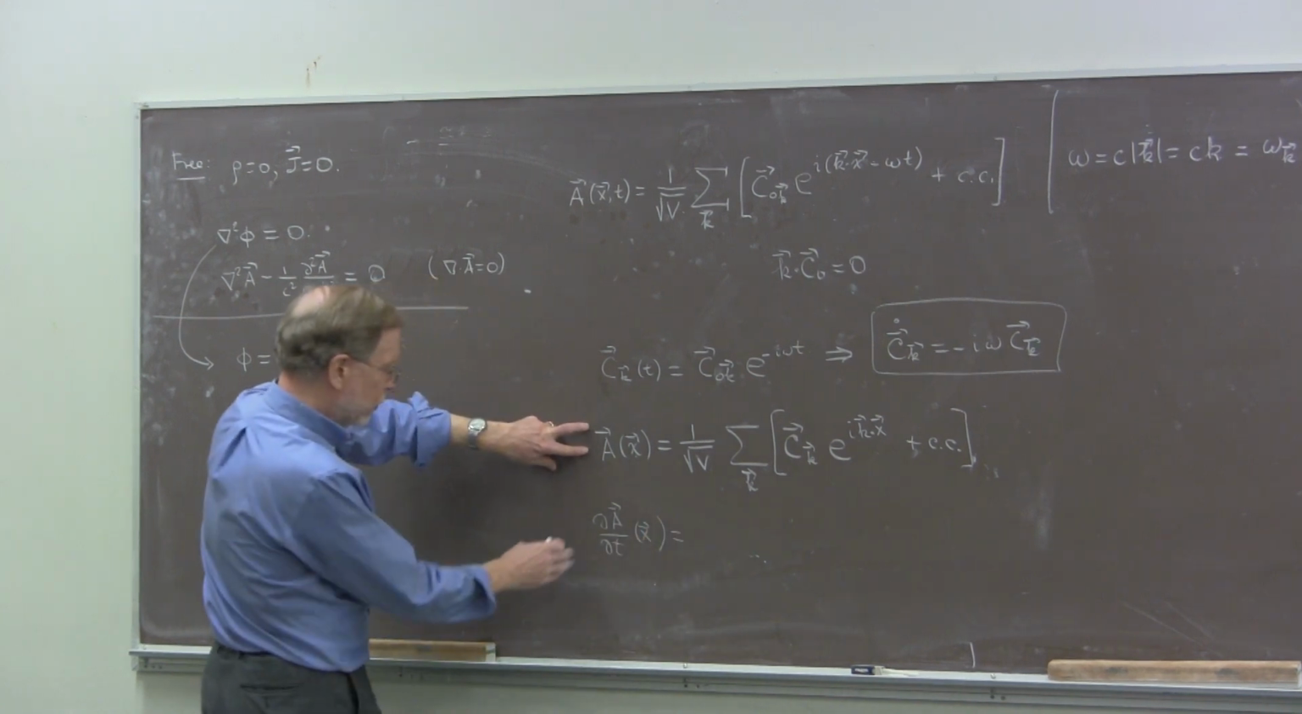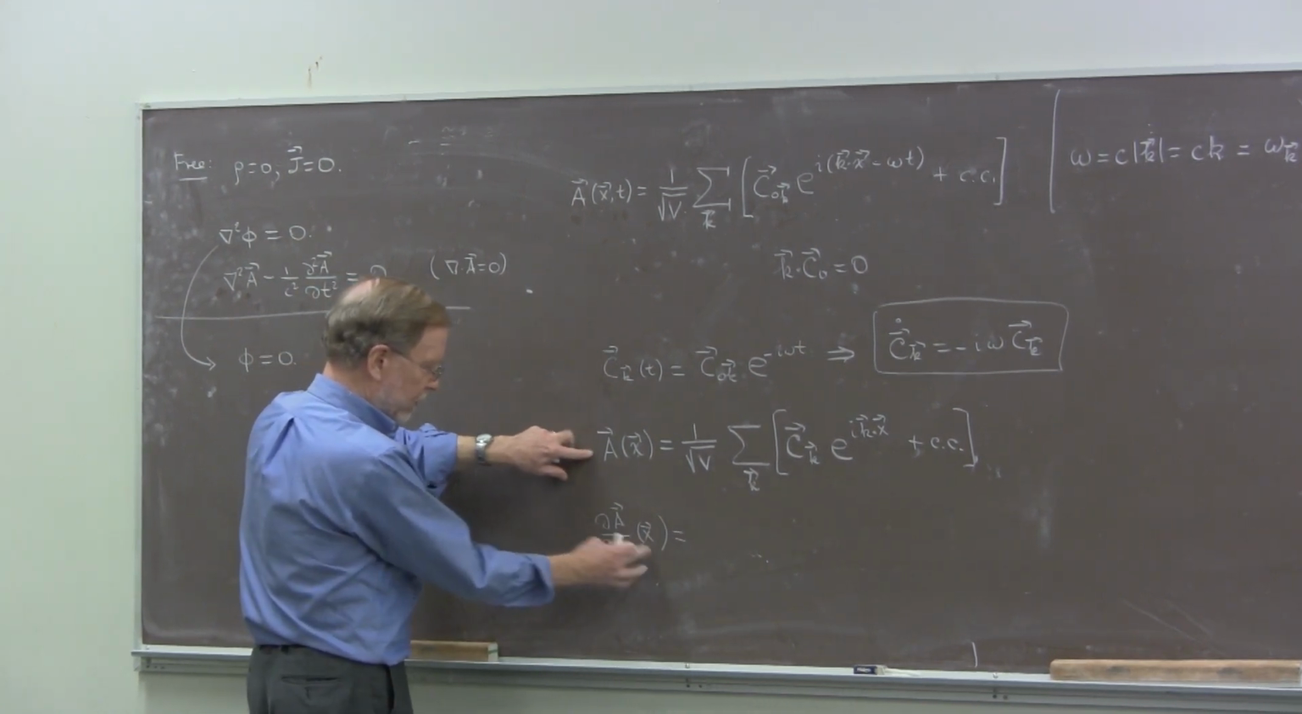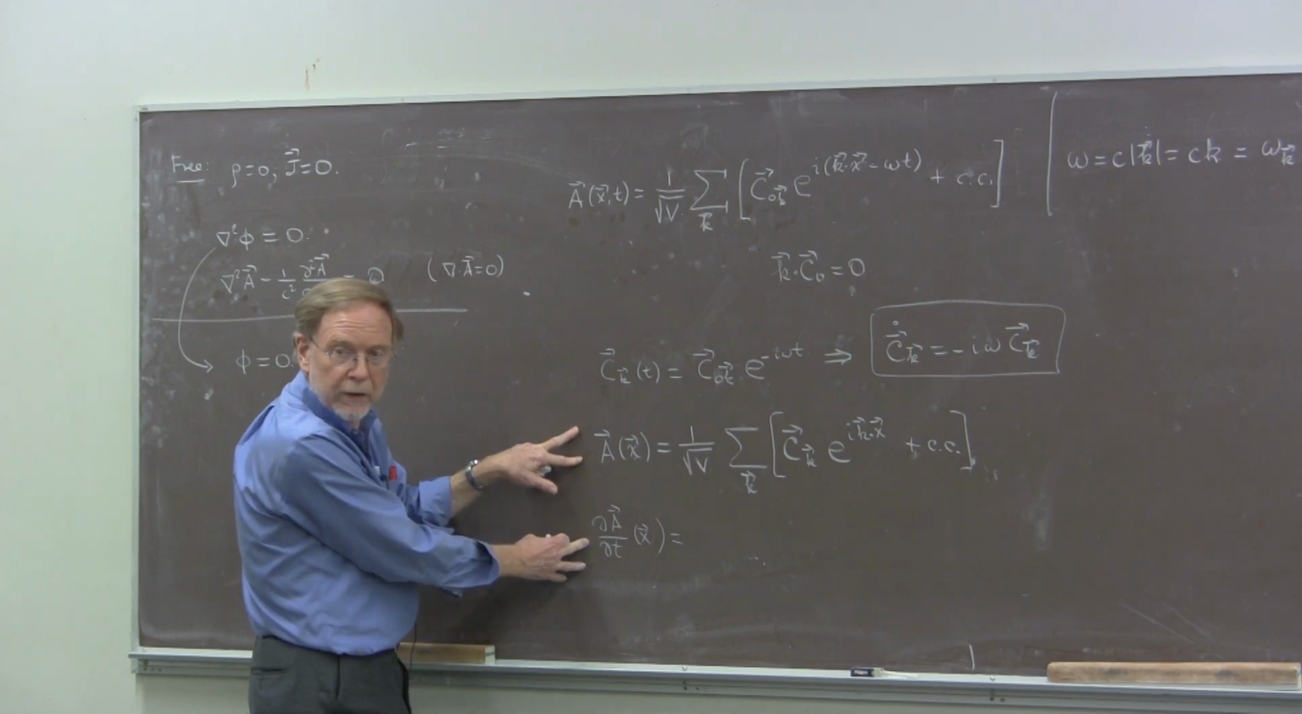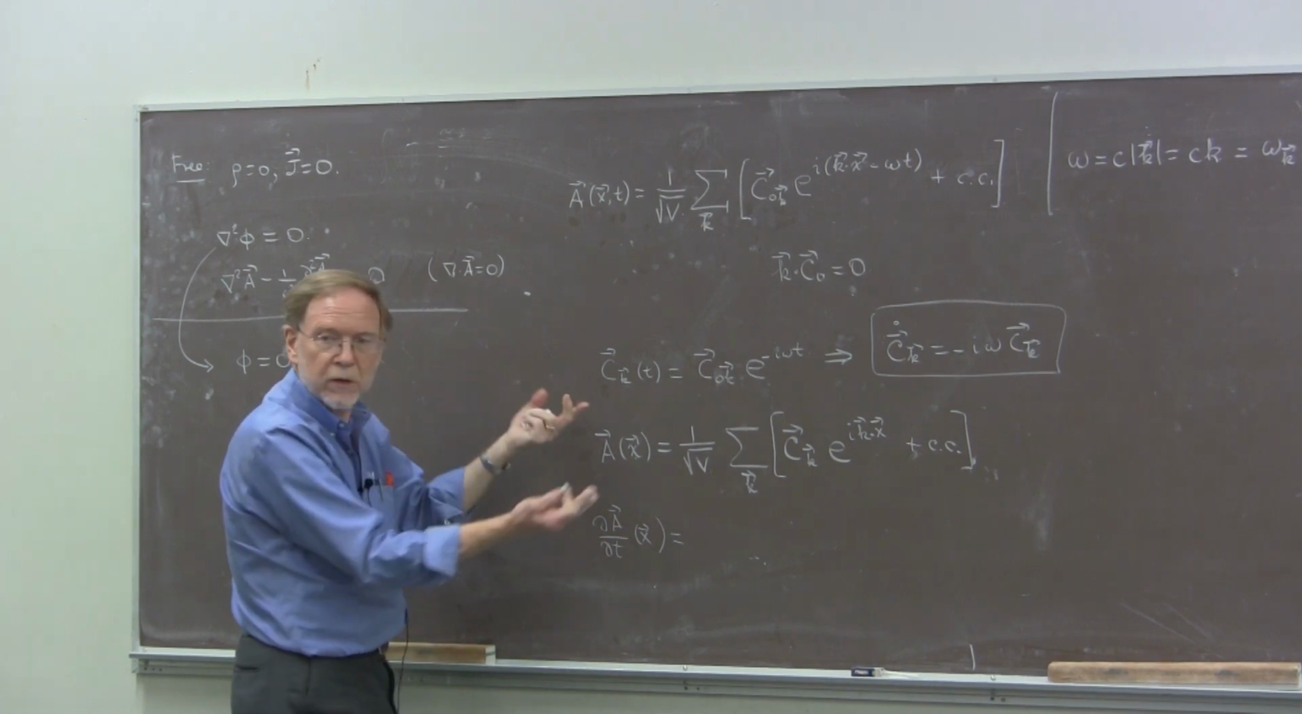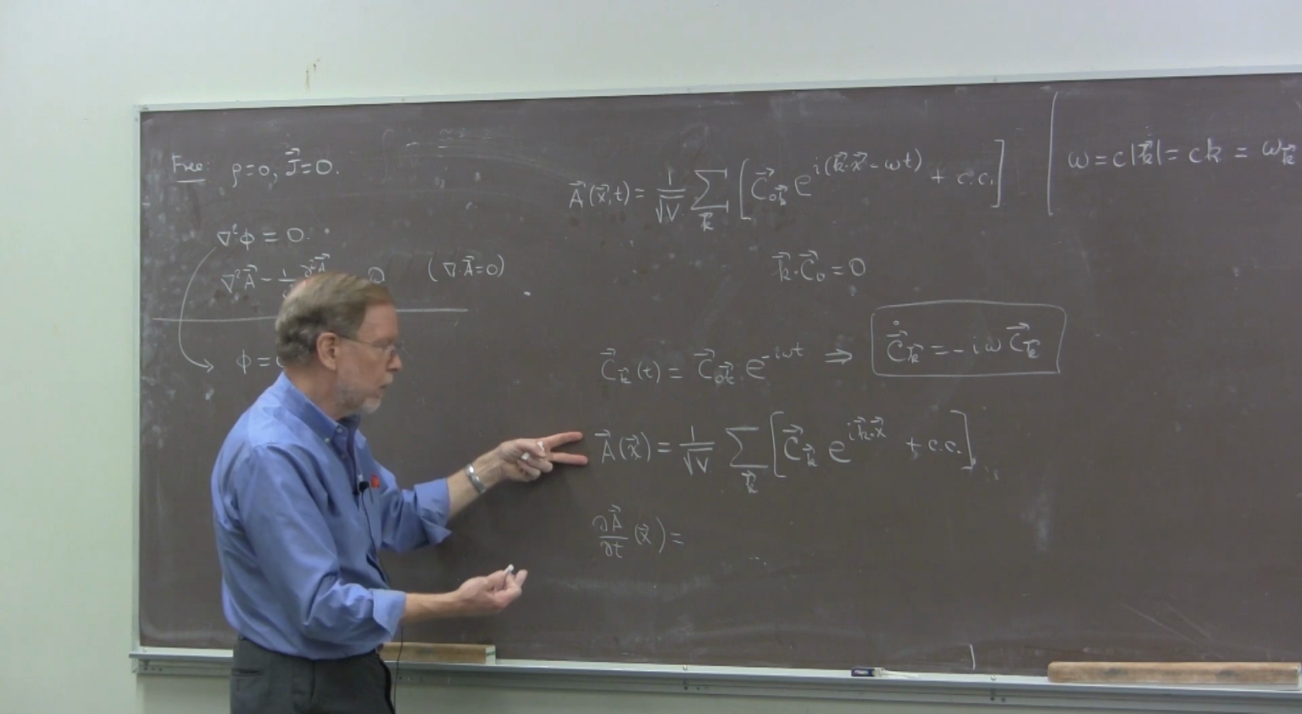If I give these two vector fields as a function of x at an initial time, then I have enough information to determine what the field is going to be at any later time. But just A alone by itself wouldn't work.